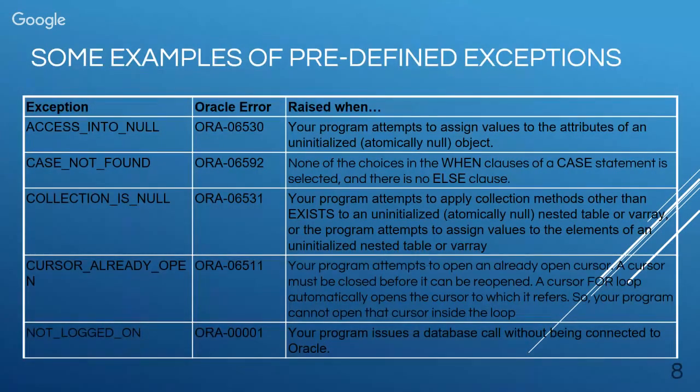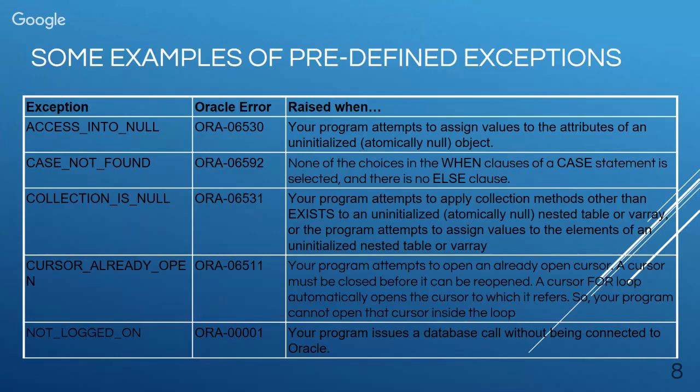Well, just to finish this part, these are some examples of predefined exceptions. We have the exception name. We have the Oracle error. When you have the exception here, you have a number there, and then we have a little description of how these exceptions are raised, or when they are raised.